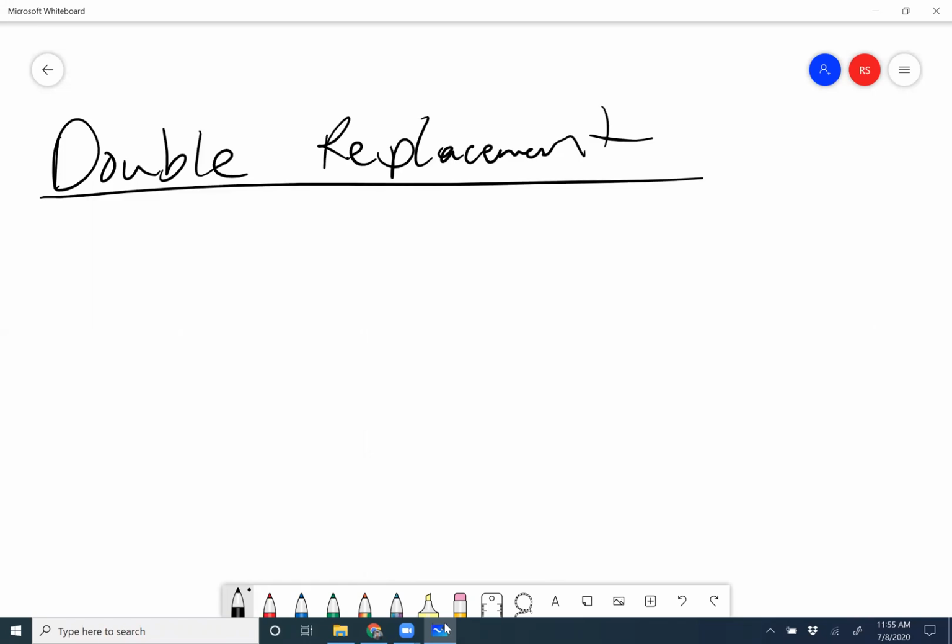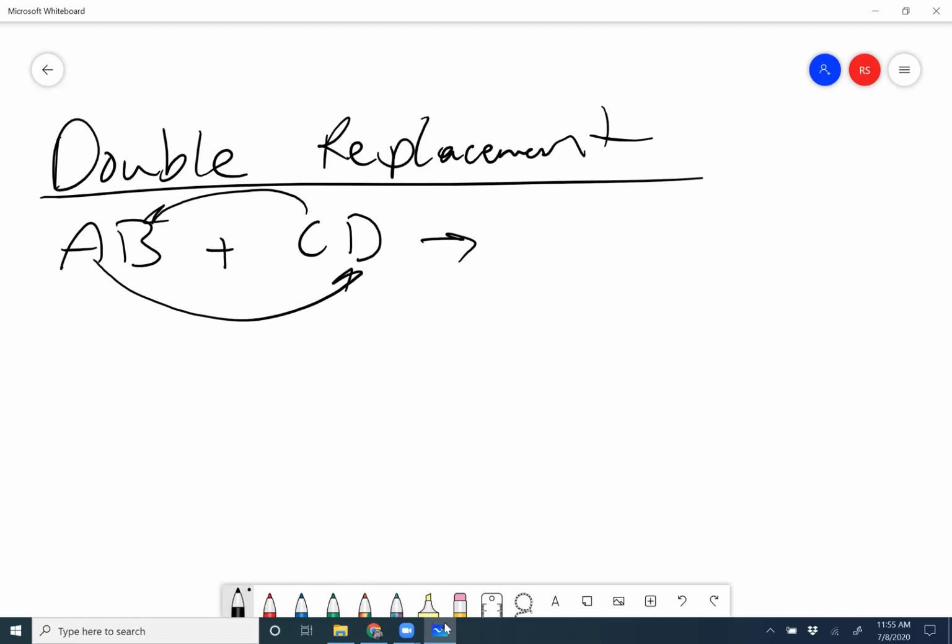Double replacement has the skeleton AB plus CD. What's going to happen is our two ionic compounds are going to switch partners. And so we're going to get AD and we'll get CB.